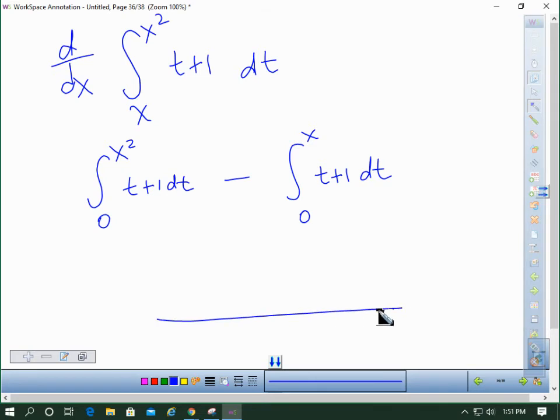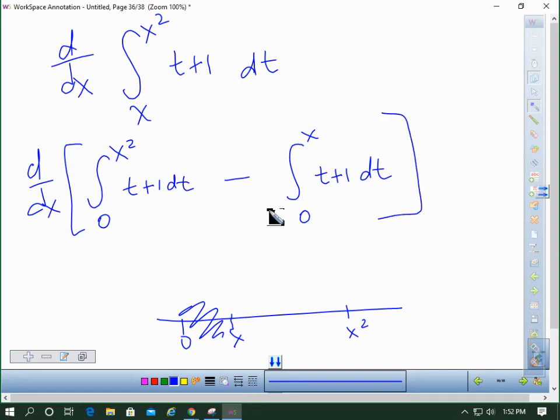Like if you had a graph, you're doing the area from 0 to x squared, and then you're going to subtract away the area from 0 to x. So that leaves you with just the area from x to x squared. So that's what I'm doing. I'm rewriting this problem in a format that is going to work now, because I just rewrote the integral as the difference of two other integrals that have a number as the lower limit.